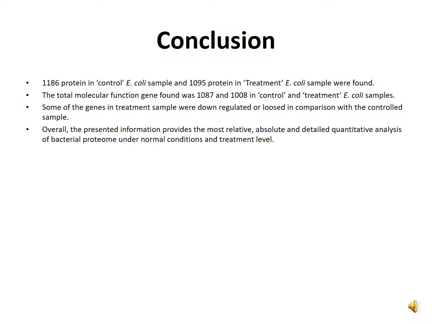Here is our conclusion. Nearly 1186 proteins in the E. coli control sample and 1095 proteins in the treatment E. coli sample were found. The total molecular function genes found were 1087 and 1008 in control and treatment E. coli samples respectively. Some of the genes in the treatment sample were downregulated or lost in comparison with the control sample.